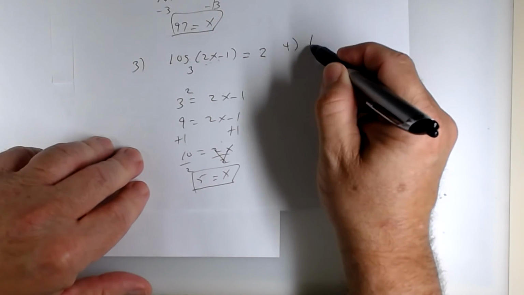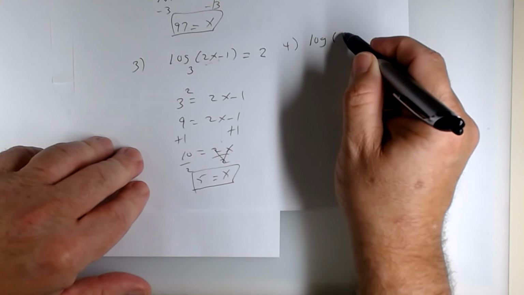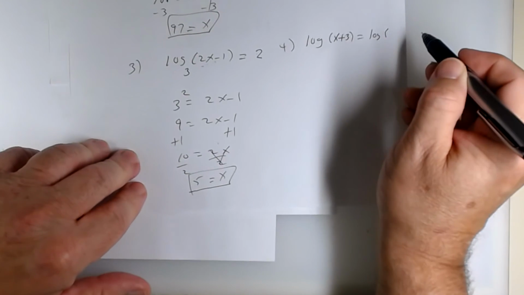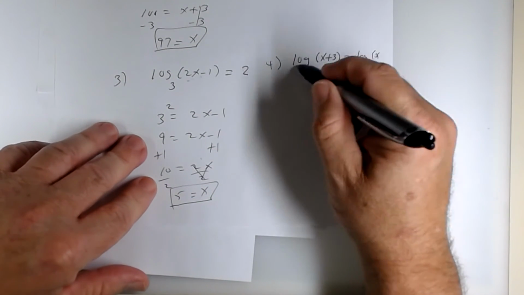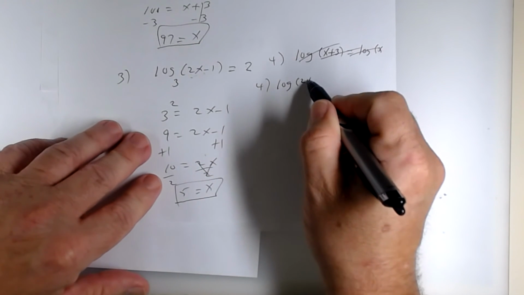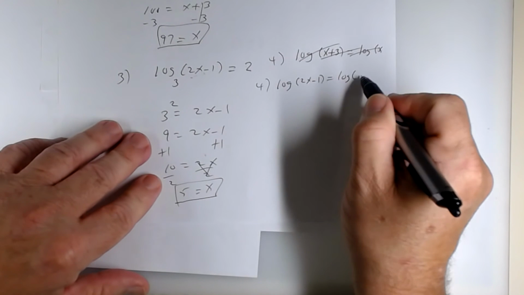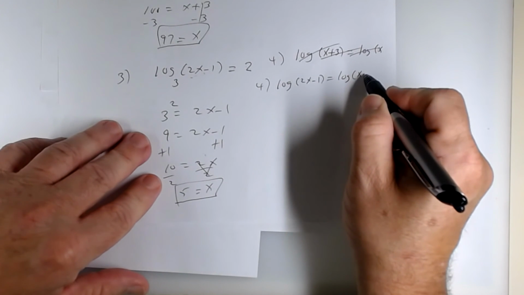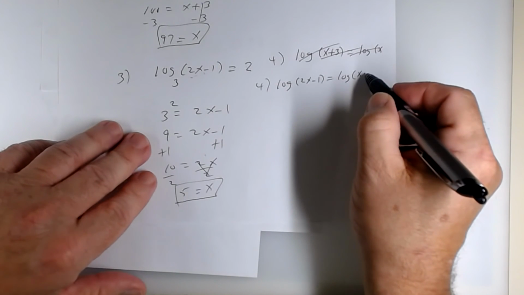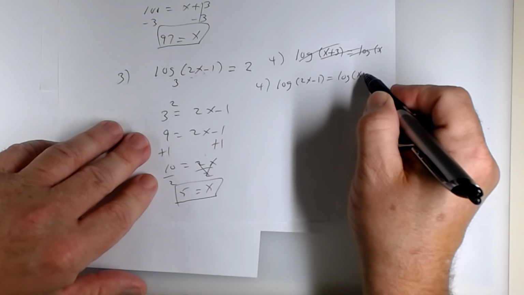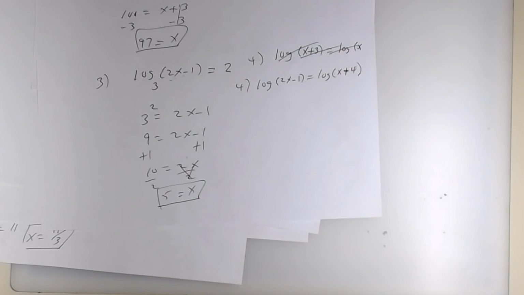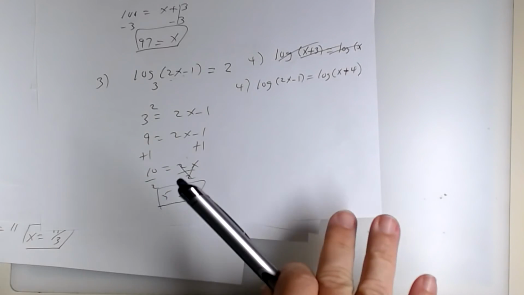Number 4. What if you had another x? I need more room. Oh my. Got to make sure it works. So let me make this a plus 4. Okay, so don't make it difficult.